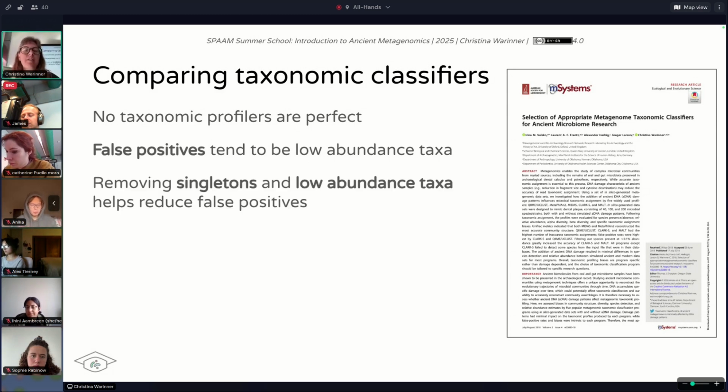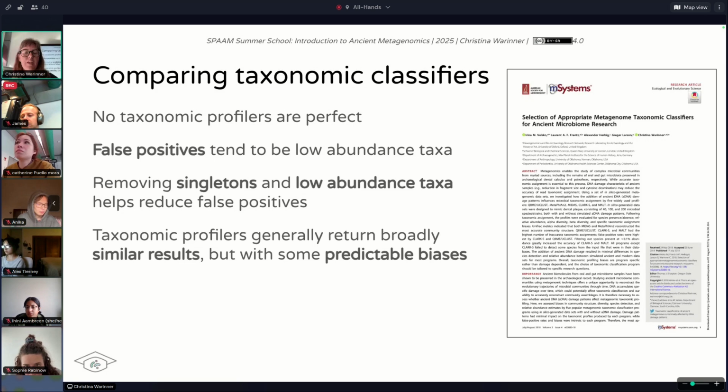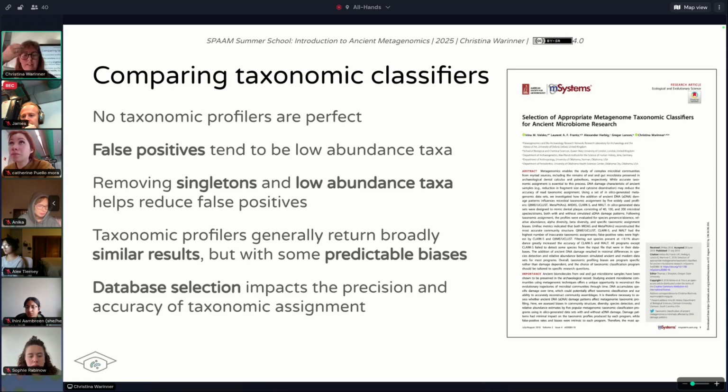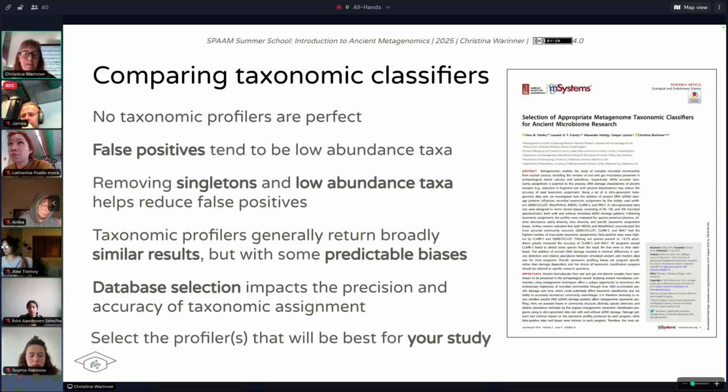So by removing singletons or really low abundance taxa from your data set, you can dramatically reduce the number of false positives that you have. Taxonomic profilers generally return broadly similar results, but they do have some predictable biases. And database selection will strongly impact the precision and the accuracy of your taxonomic assignment.